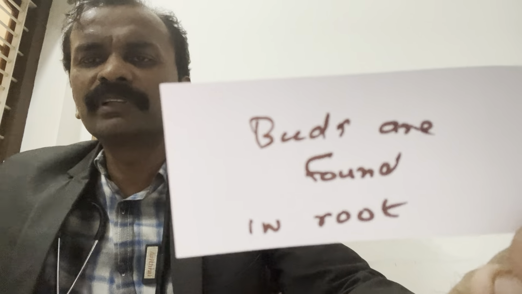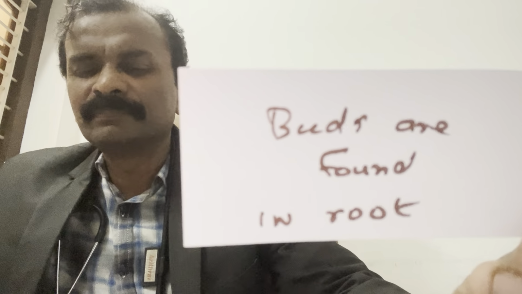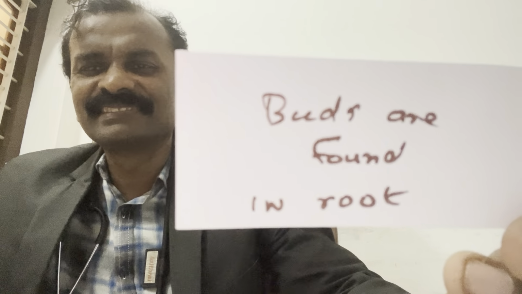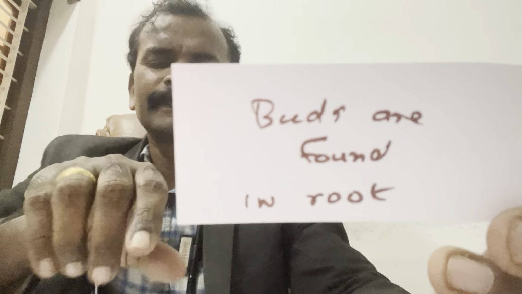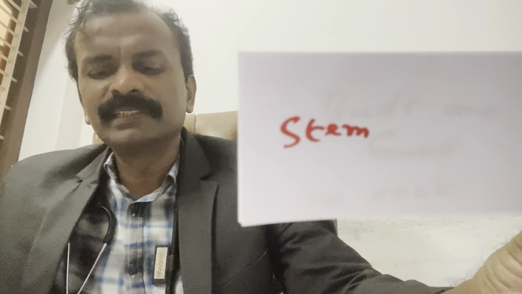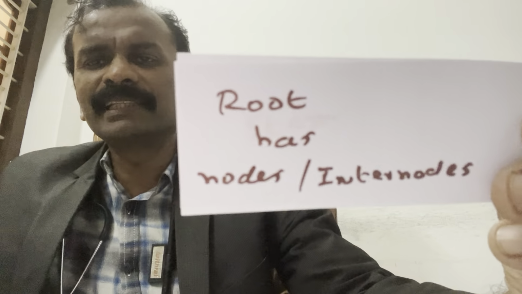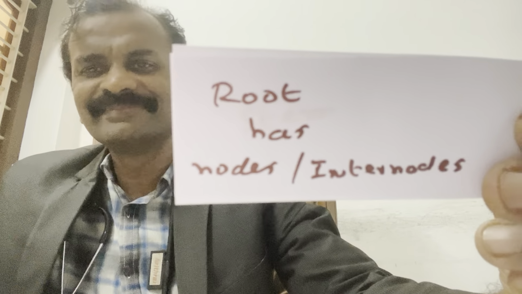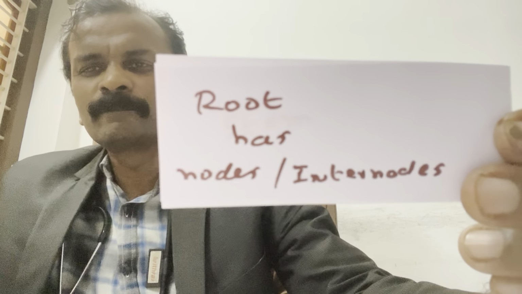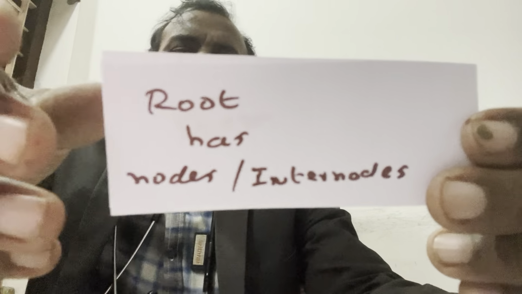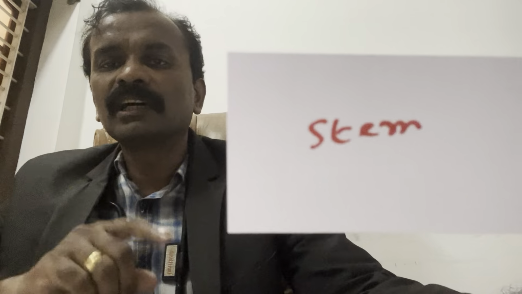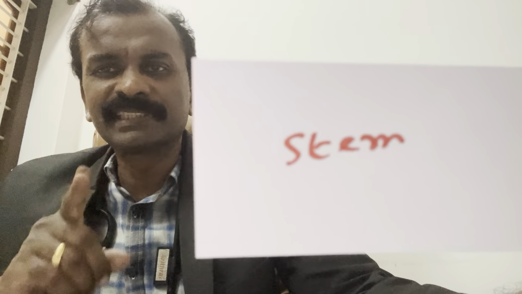Buds are found in root. Buds. True or false? Buds are found in stem. A root has nodes and internodes. True or false? Nodes and internodes are found in stem.